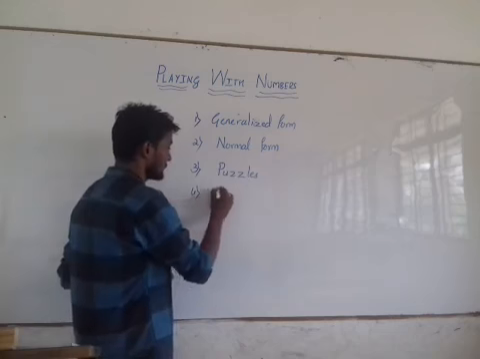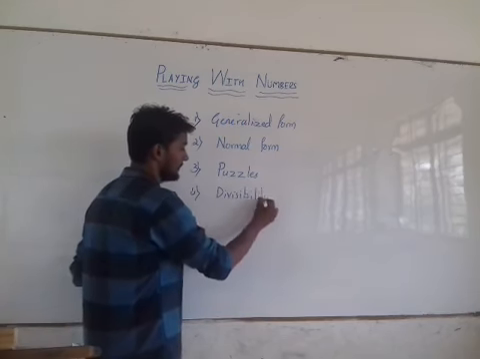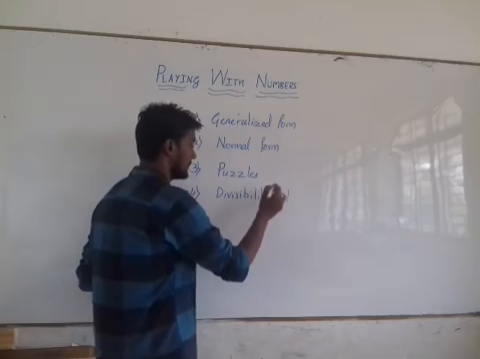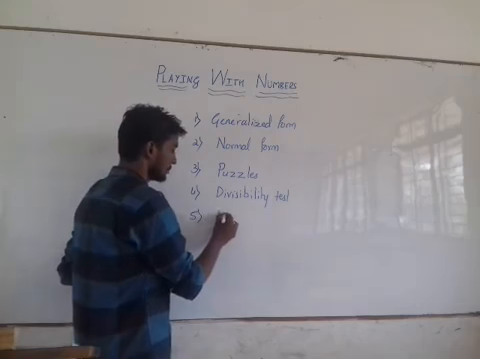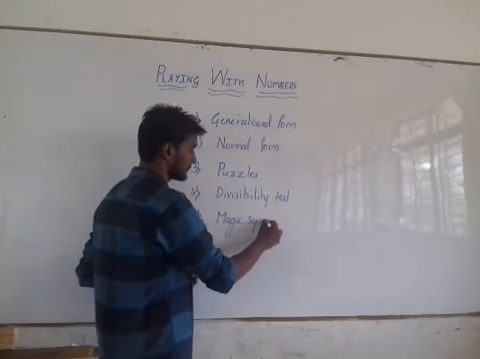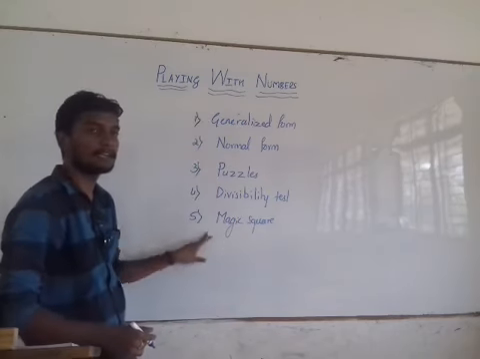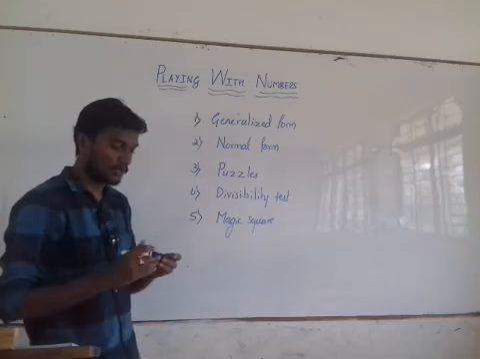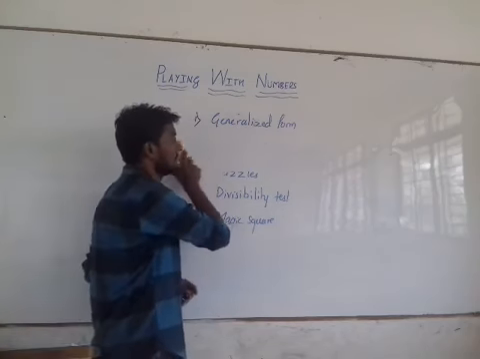After this you are studying about the divisibility tests. These are very important in this chapter. And at last you are studying about the magic square. So these subtitles you are studying in this chapter. Let us start with the generalized form.